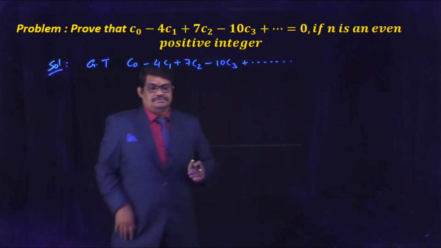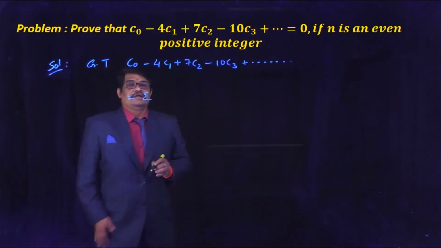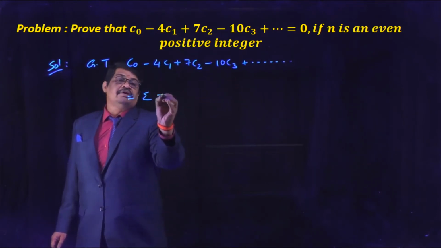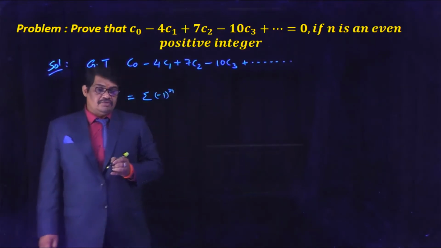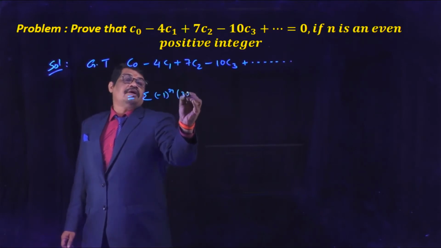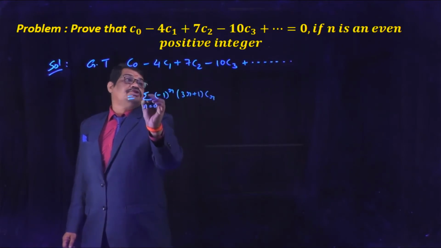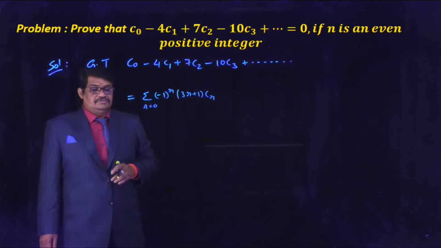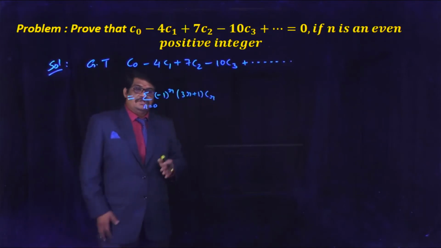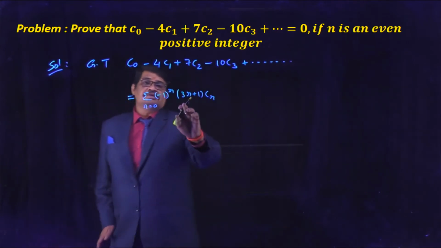Now this series can be taken in sigma notation. Sigma, here we are getting plus and minus alternately, so we write minus 1 to the power of r, and the terms are 3r plus 1 times Cr, where r runs from 0 to n. So minus 1 to the power of r, 3r plus 1 into Cr. That is the expression in sigma notation.